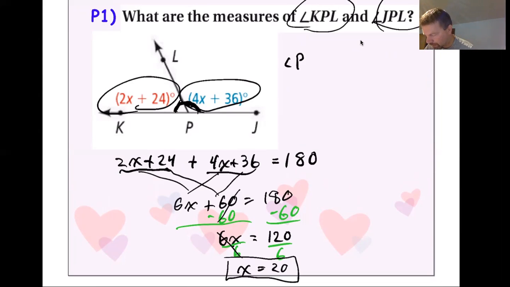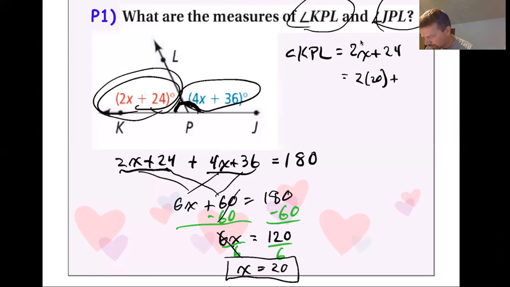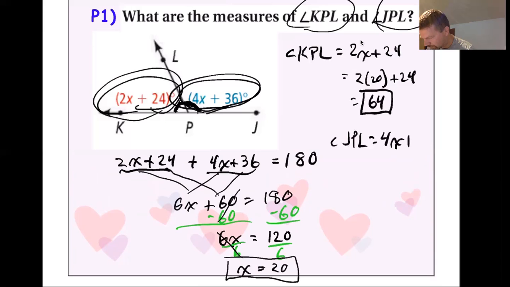So angle KPL, that was this one on the left, that was 2x plus 24. But now I know x is 20, so 2 times 20 plus 24, and that's 40 plus 24 is 64. I can do the same thing for angle JPL. That was this one on the right. That I knew was 4x plus 36. But now I know x is 20 again, so 4 times 20 plus 36. That's 116.